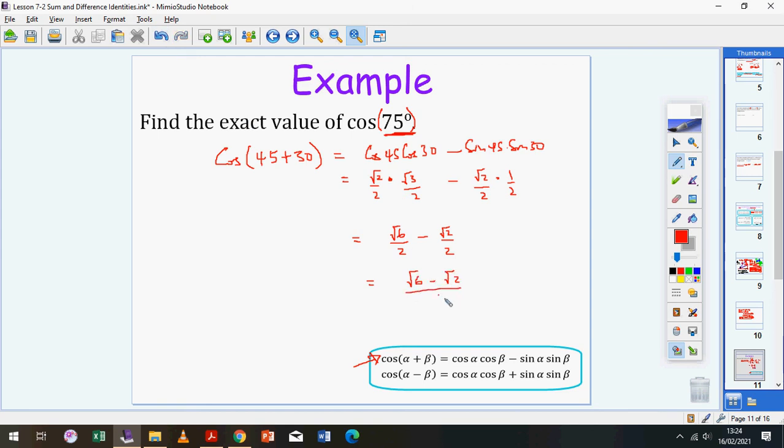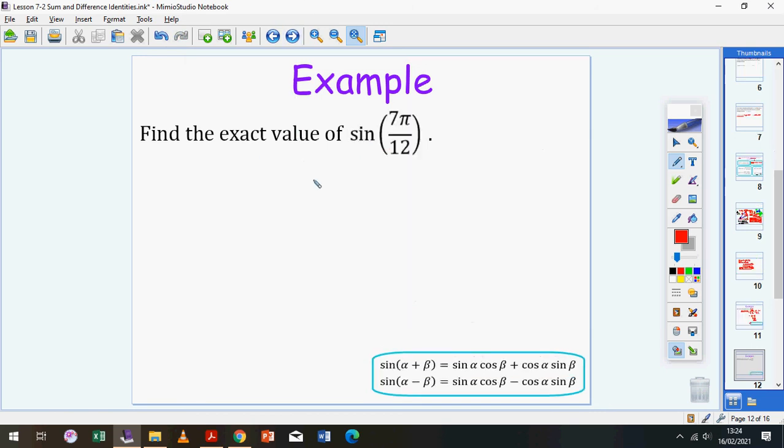Another example, find the value of sine 7 pi out of 12. Now, some of you are excellent at thinking in radians. I personally am not. So I'm going to first figure out what this angle is in degrees. And then when I figure out what angle it is, I can be able to think properly about it. So this angle in degrees is 7 times 180 divided by 12, which gives me 105 degrees.